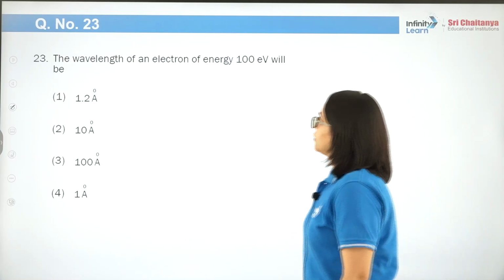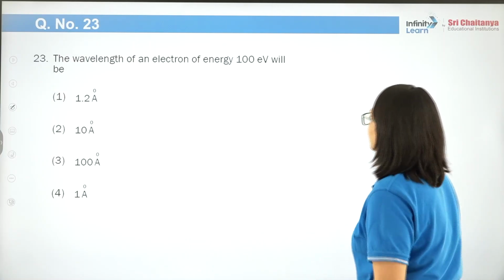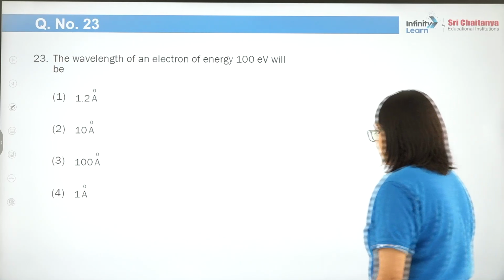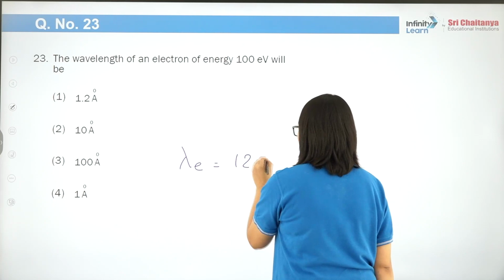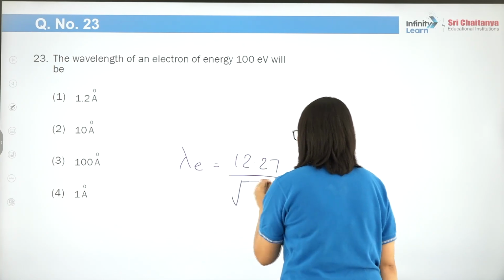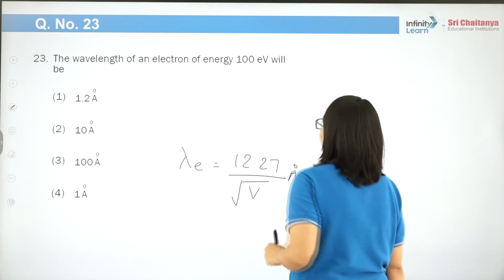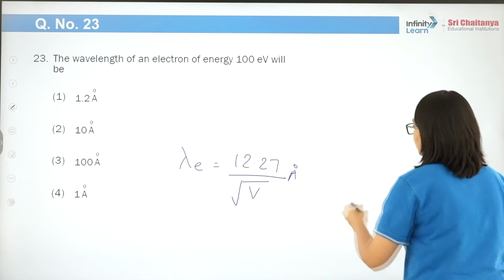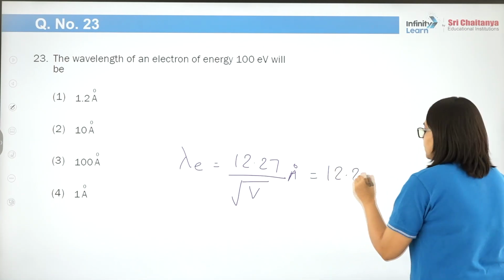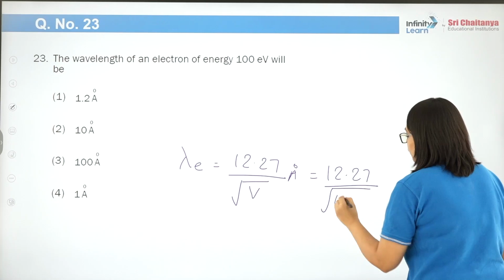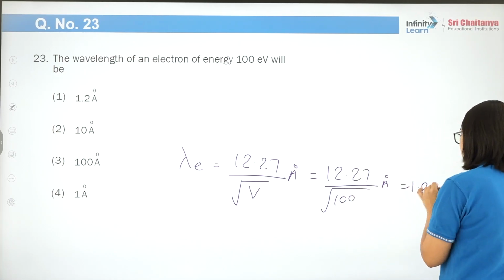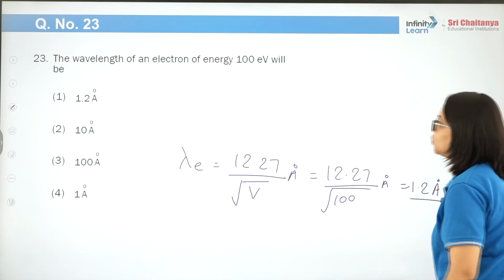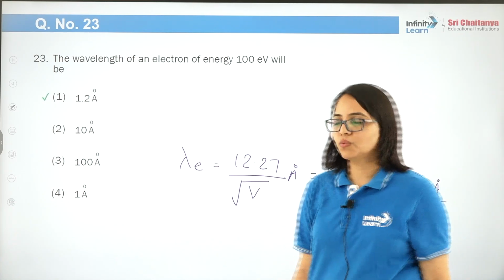Question number 23. The wavelength of an electron of energy 100 electron volt will be. So lambda of the electron is given as 12.27 divided by under root V angstrom, and V should be in electron volt. So this will be 12.27 divided by under root of 100 angstrom, which is approximately 1.2 angstrom. So the correct answer is option.